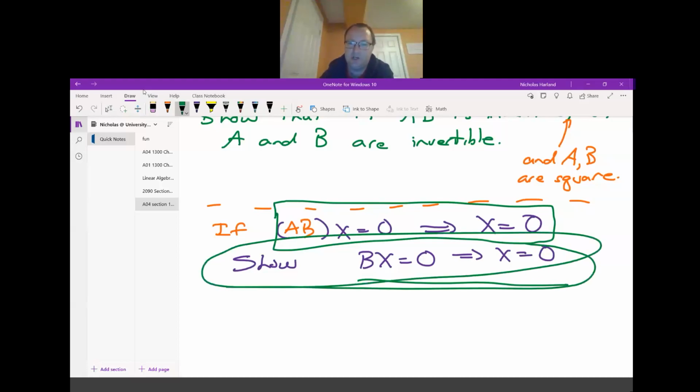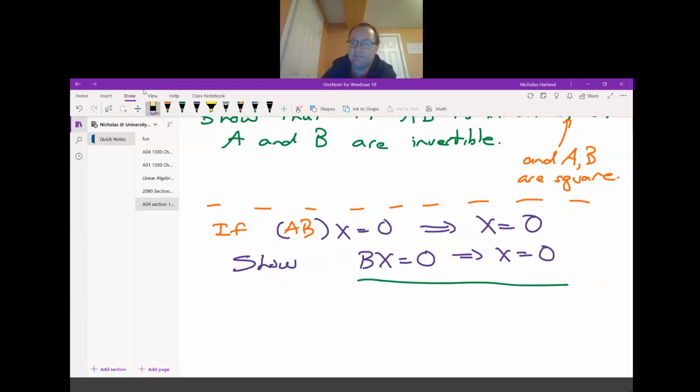So how do we show a statement like that? How do we show that BX equals 0 has only the trivial solution? We'll get to AX. You're right, we do need to worry about A as well. I'm going to start with B, and then we'll come back to A. But I claim BX is a little bit nicer to work with than AX. Can anyone see why BX might be a good place to start instead of AX?